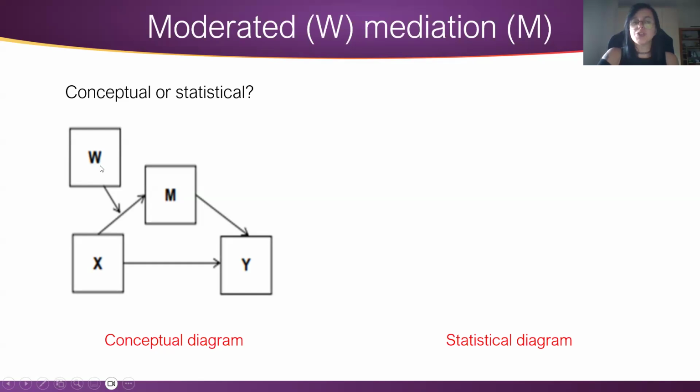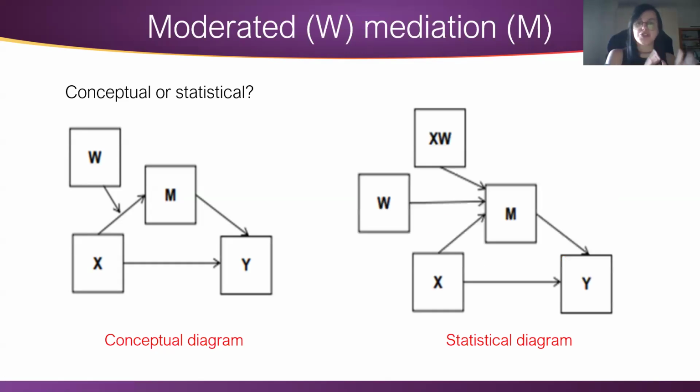While W is going to be the moderator, because just like we saw in the previous slide, it's pointing at an arrow. So it's moderated mediation because this indirect effect has a moderation on one, or it could also be on both of these arrows. And this is the conceptual diagram.